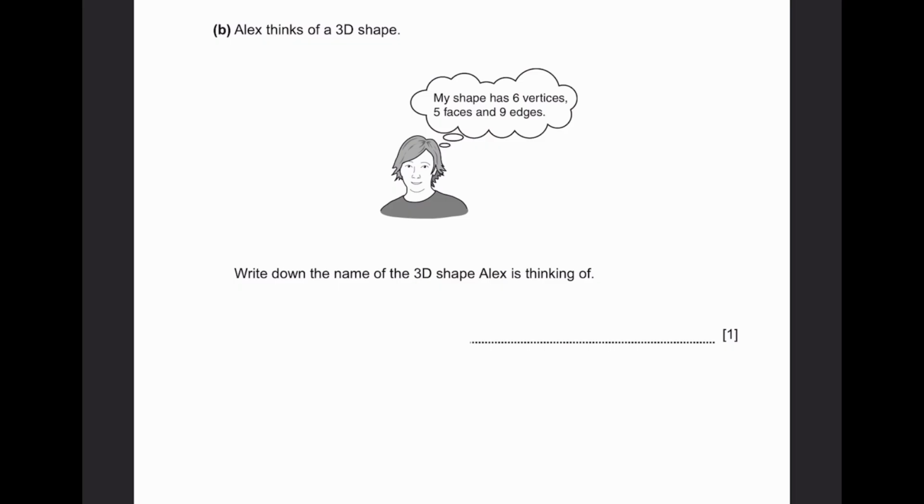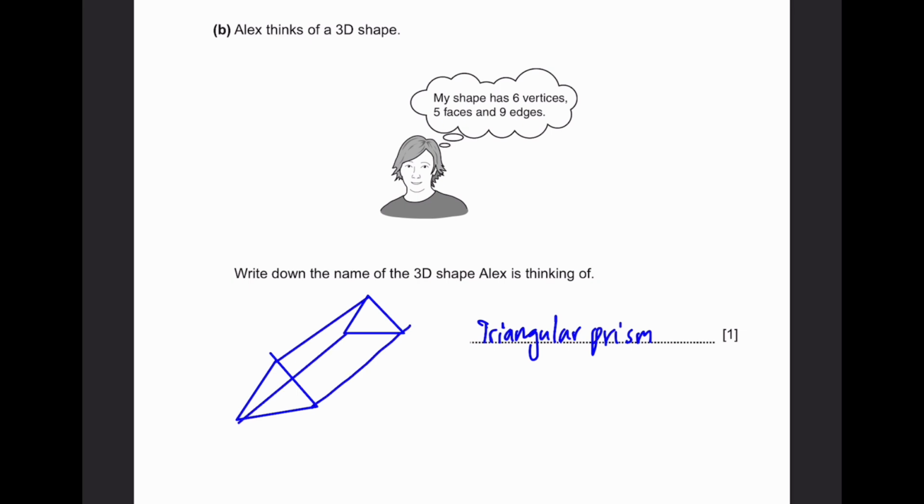B, Alex thinks of a 3D shape. My shape has 6 vertices, 5 faces, and 9 edges. Write down the name of the 3D shape Alex is thinking of. It's actually a triangular prism. I'll show you why. Because a triangular prism has 2 triangles, one at the front, one at the back, and 3 lines connecting them, like this.